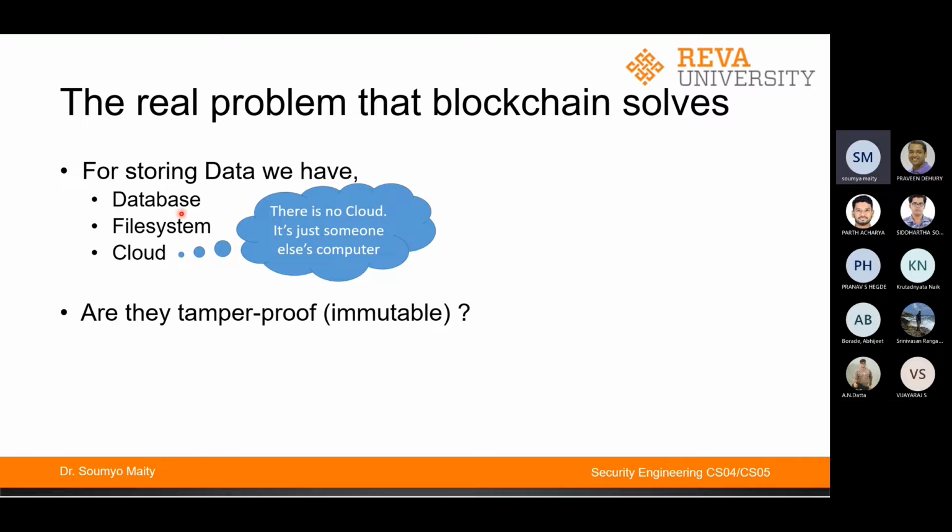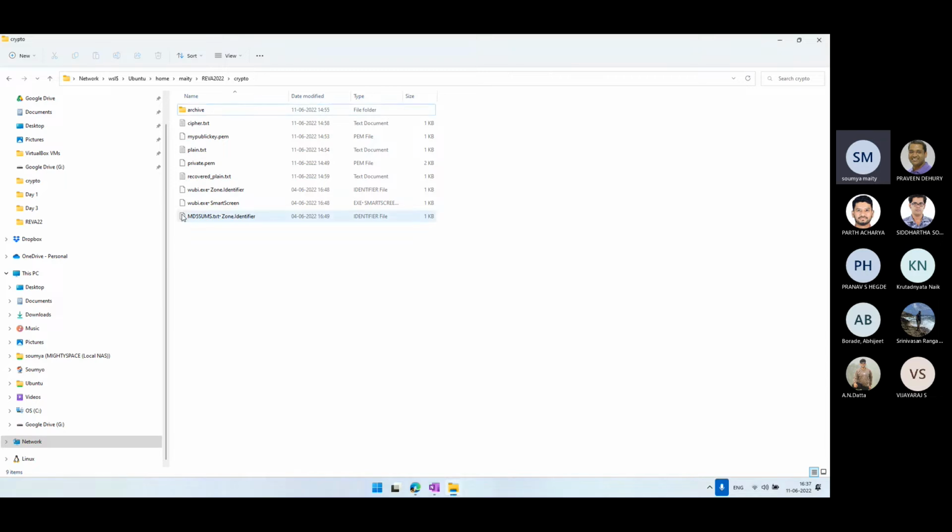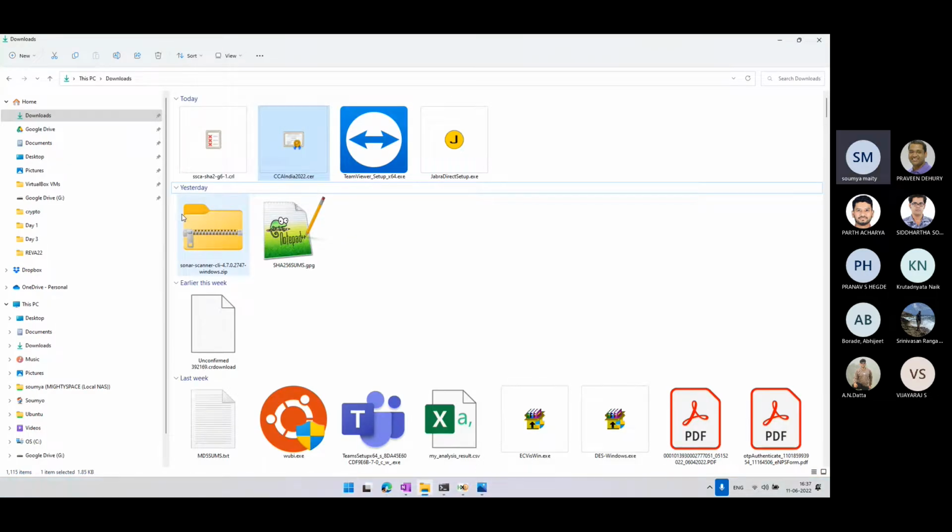That's where the blockchain comes in. How does it solve the problem? What is the technology behind that? Let us see that.